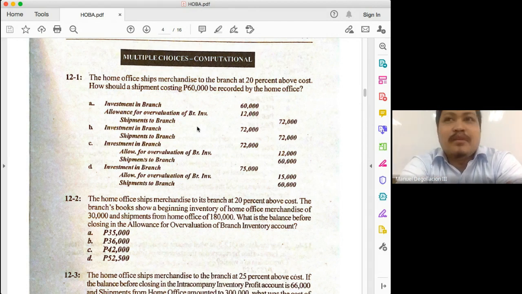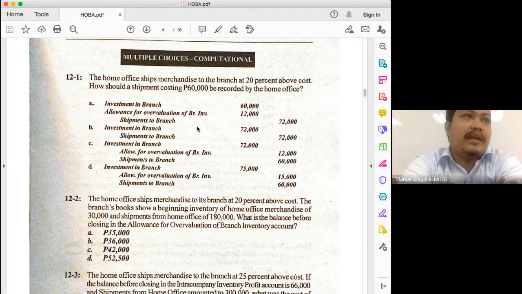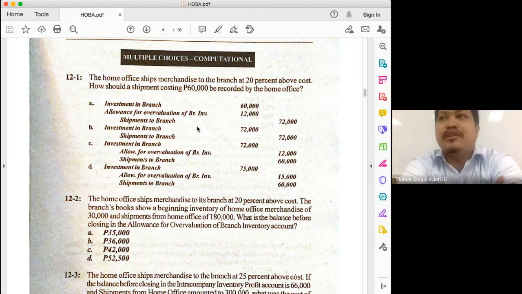When I say that those concepts will be useful in more complicated problems, class, the easiest example I can give you is if you are asked, how much then is the markup on the shipments? What are you going to do? Simply compare shipments to branch and shipments from home office. Because what would be our expectation as to the difference between them? The shipments from home office includes the markup, while the shipments to branch does not include the markup.